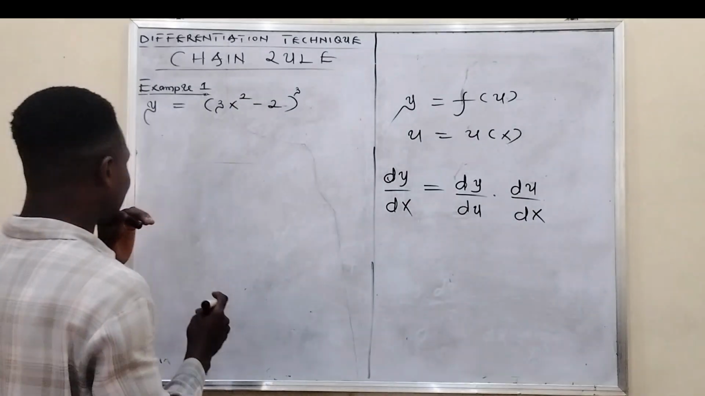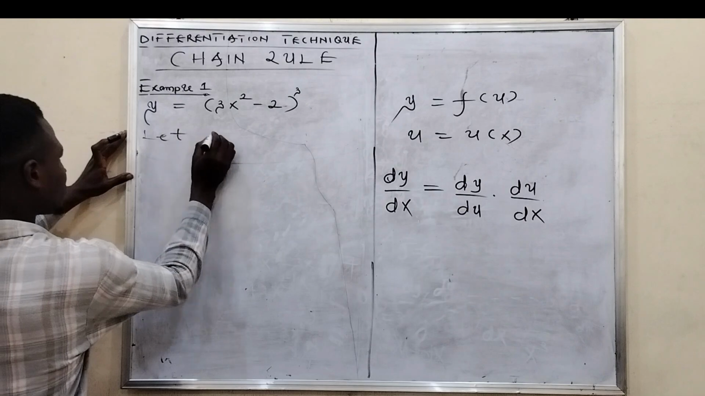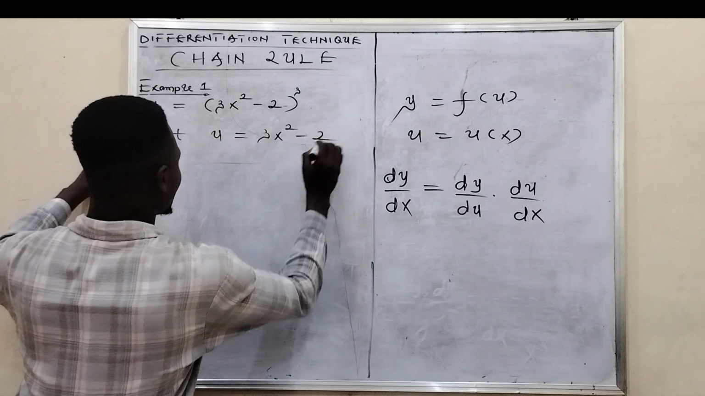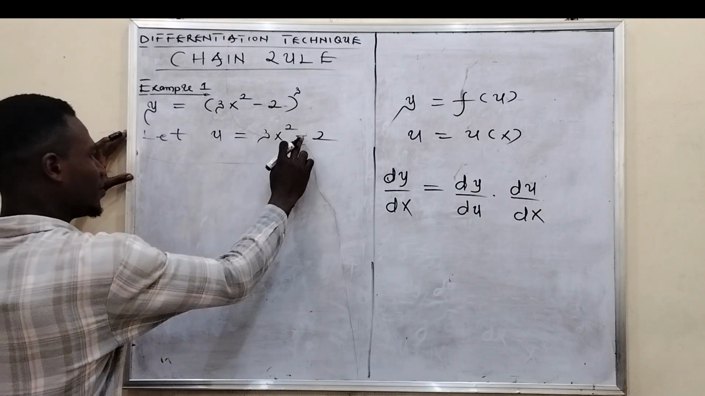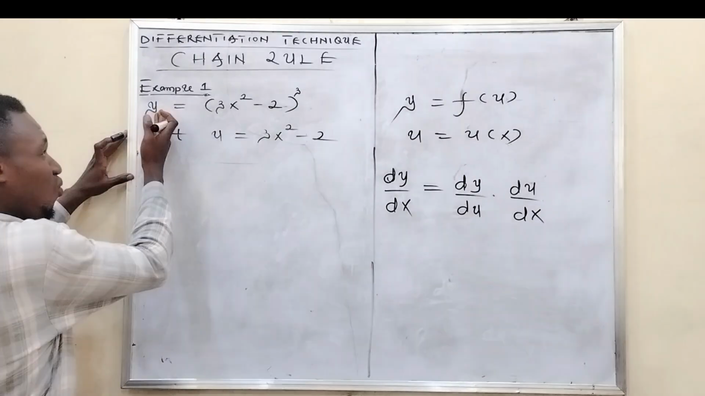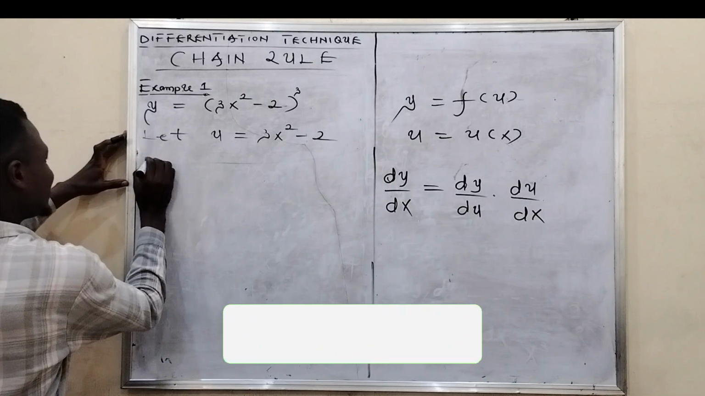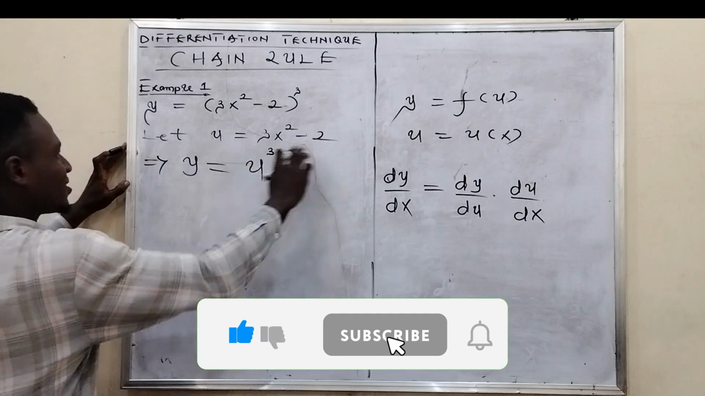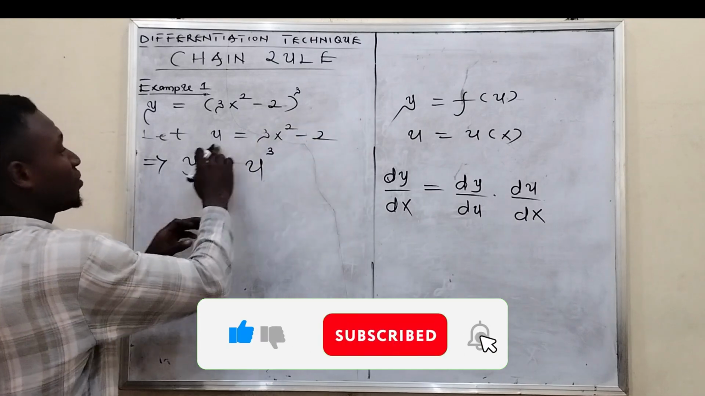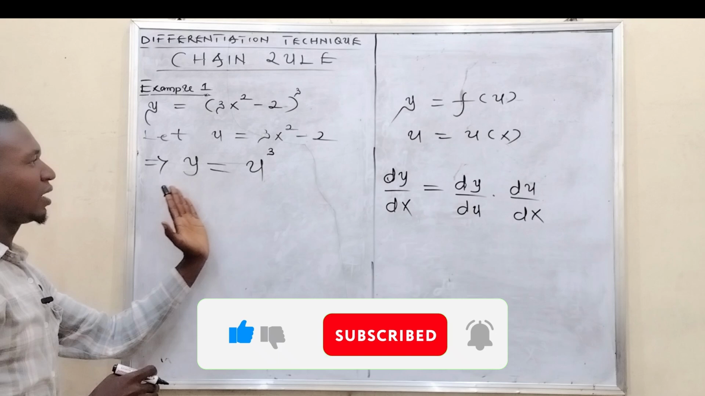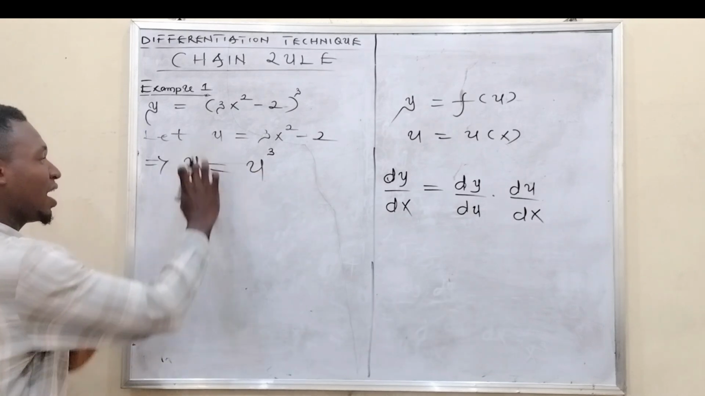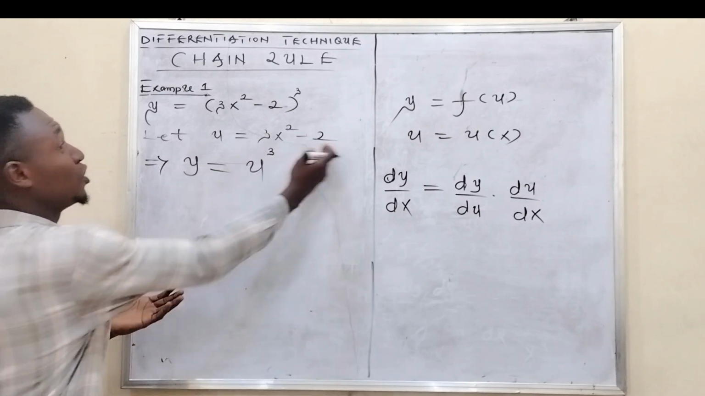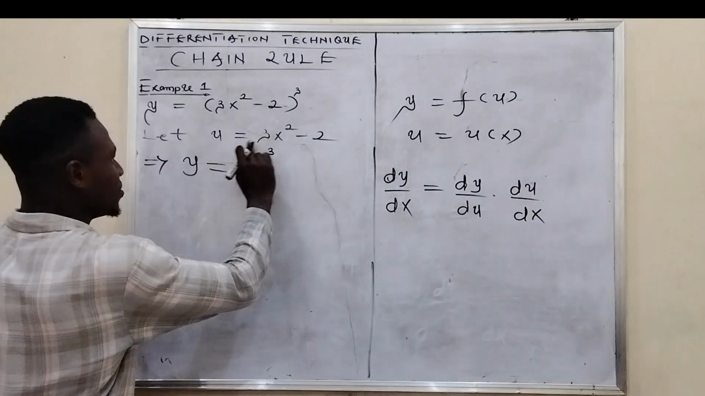So we can begin by saying, let u be equal to 3x squared minus 2. If u is equal to 3x squared minus 2, then what becomes of y? This implies that y becomes u raised to the power of 3, since 3x squared minus 2 has been replaced by the variable u. You can see now that y is no longer a function of x, y is a function of u. But u is also a function of x.